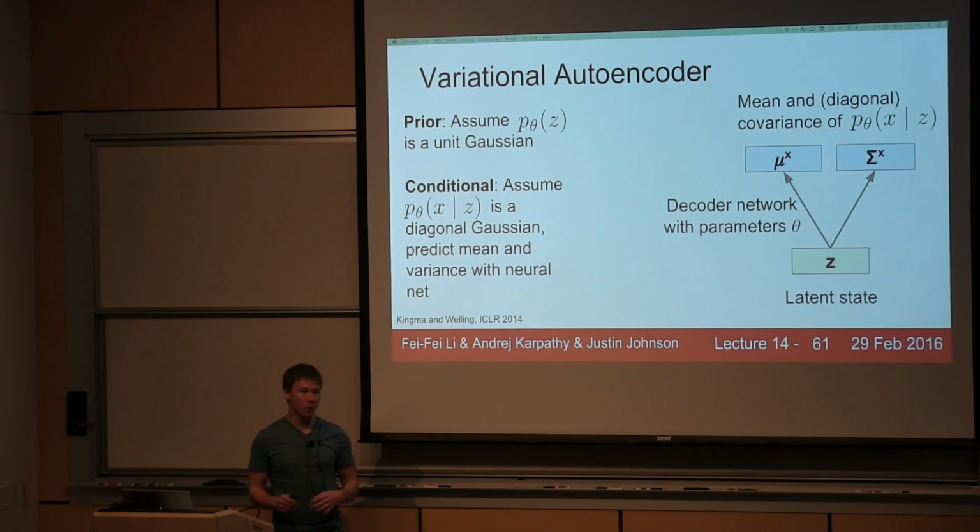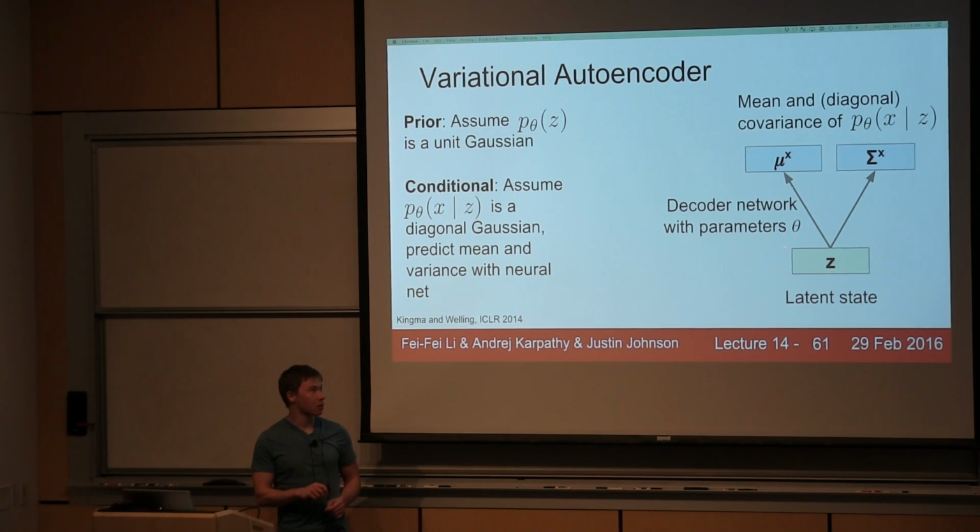So suppose that we had the latent state Z for some piece of data. Then we assume that that latent state will go into some decoder network, which could be some big complicated neural network. And now that neural network is going to spit out two things. It's going to spit out the mean of the data X and also the variance of the data X.